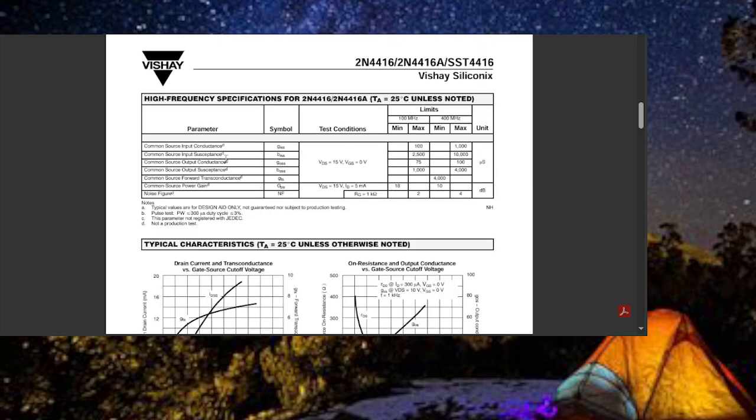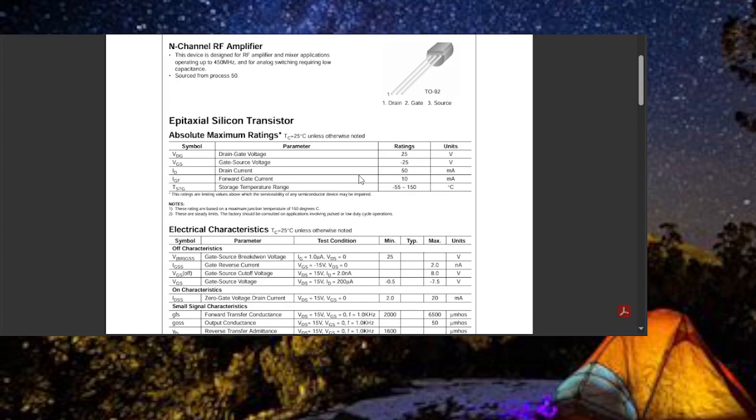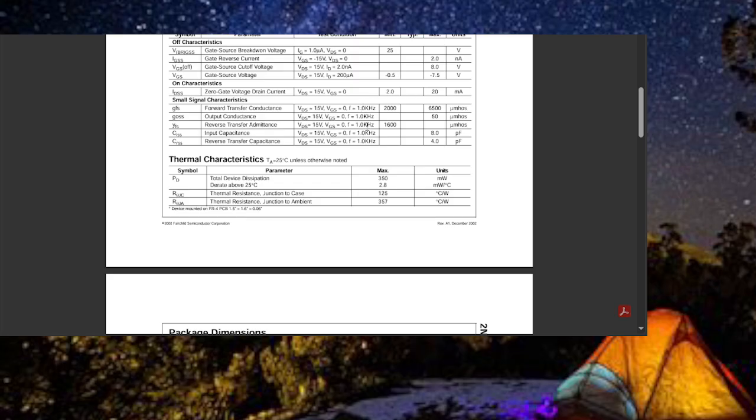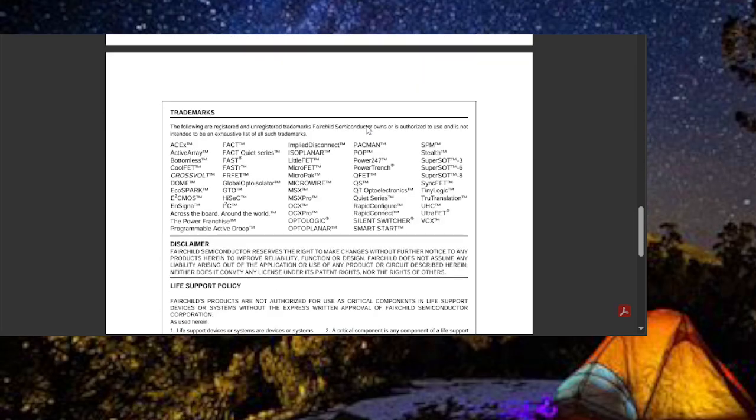Common source input susceptance. Forward transconductance is about 4,000. Okay, so they're similar enough, and these are higher frequencies. Like this goes up to 100 megahertz. This one here, they're talking 1 kilohertz. I've got the 2819. Okay, the computer program does not have that. So that's that particular story.